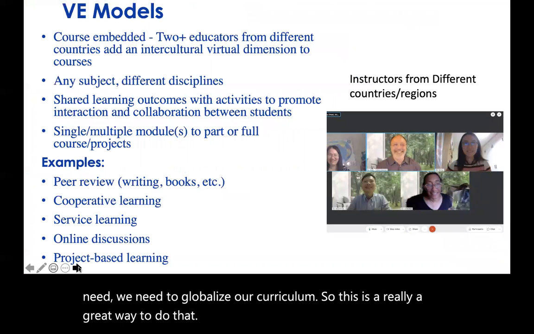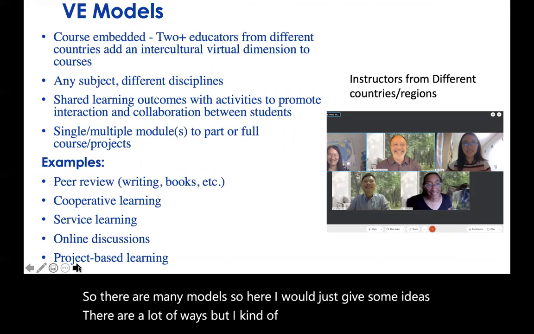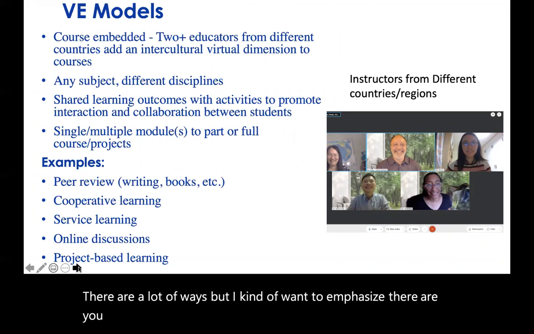So there are many models. Here I would just give some ideas. There are a lot of ways, but I want to emphasize that you can integrate virtual exchange activities in different courses, right? Embed the virtual exchange into your course.